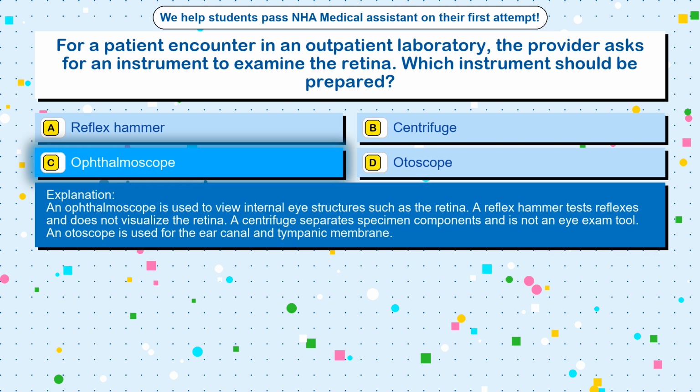An ophthalmoscope is used to view internal eye structures such as the retina. A reflex hammer tests reflexes and does not visualize the retina. A centrifuge separates specimen components and is not an eye exam tool. An otoscope is used for the ear canal and tympanic membrane.